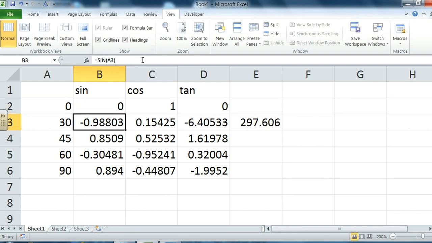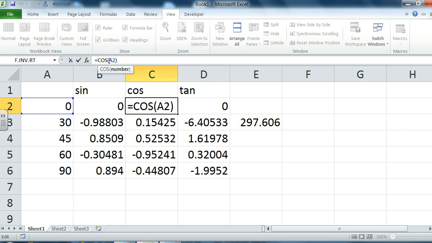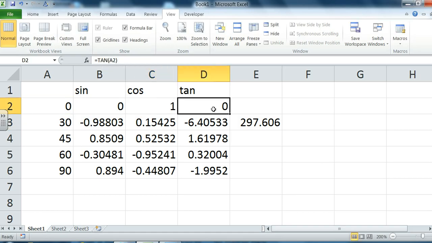All right, and I'm going to change the argument to radians. R-A-D, there it is, and close parentheses.